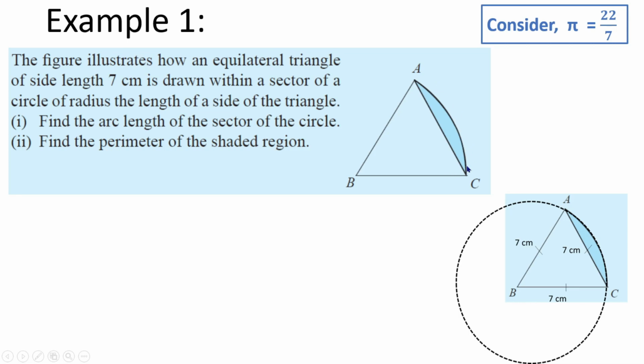This figure they have given is a sector of a circle. So this length AB is the radius, length BC is the radius of this circle, and that radius is 7 centimeters because they say that the side length of an equilateral triangle is 7 centimeters. In the first part, we have to find the arc length of the sector, and in the second part, we have to find the perimeter of the shaded region. We have to find the perimeter of this shaded region and not the perimeter of the sector.